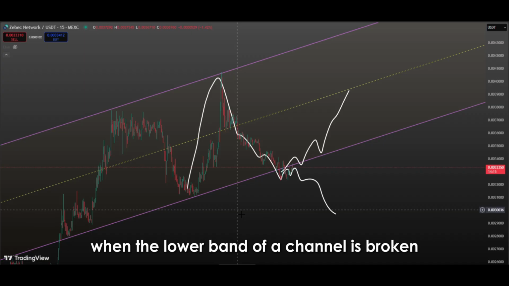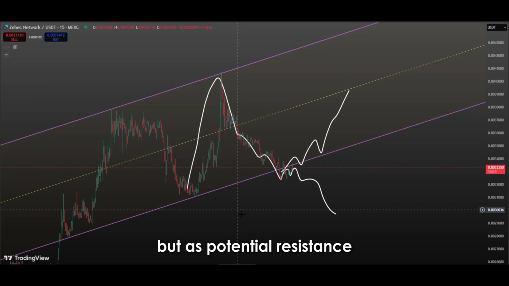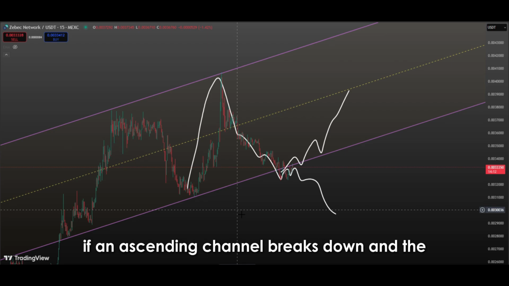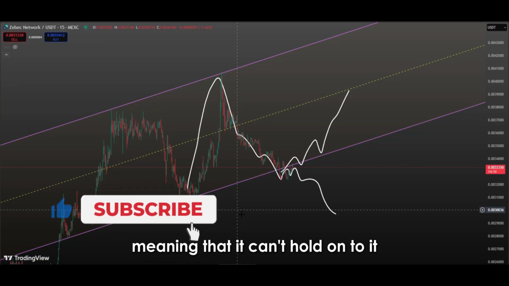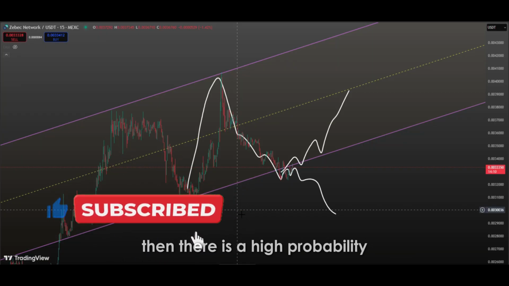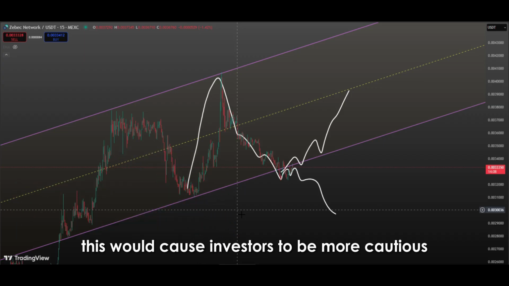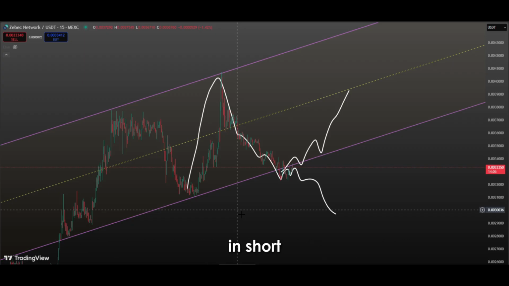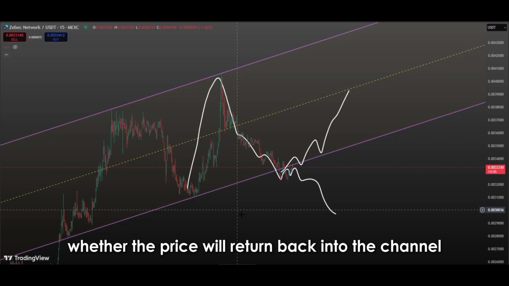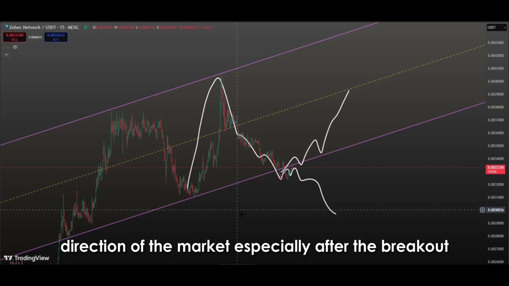This is because when the lower band of a channel is broken, that area may no longer work as support, but as potential resistance. The implication of this in technical analysis is quite clear. If an ascending channel breaks down and the price can't get back into it, meaning that it can't hold on to it even if it approaches the lower band again, then there is a high probability that the market will be pressured downwards. This would cause investors to be more cautious, while many traders might take this break as a selling opportunity. In short, whether the price will return back into the channel is one of the most important factors that will determine the short and medium-term direction of the market.